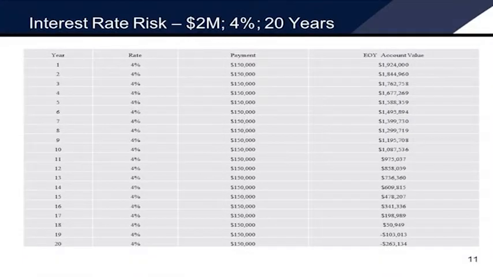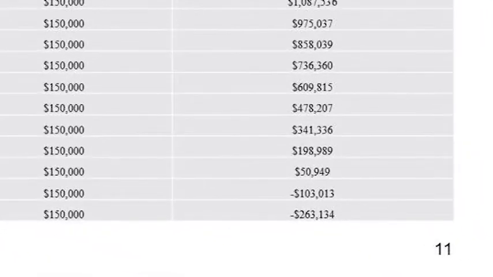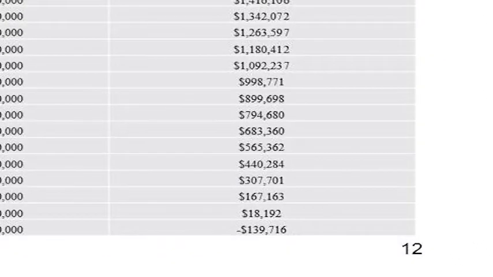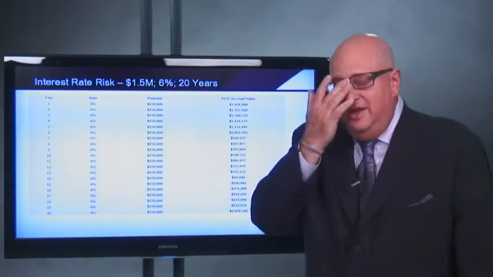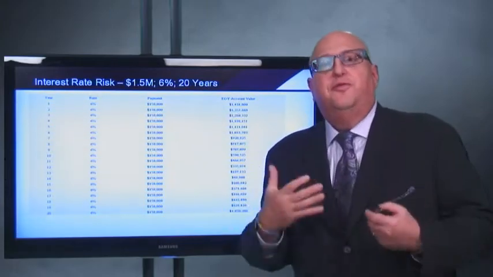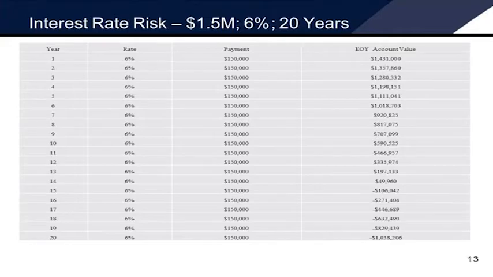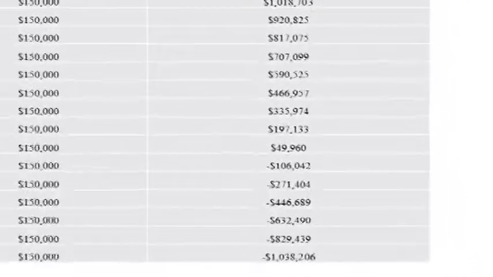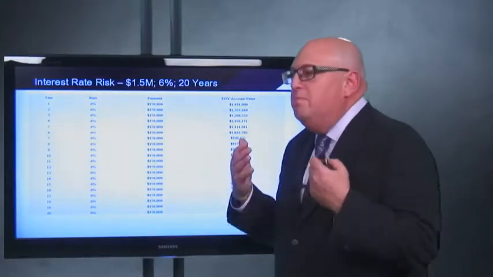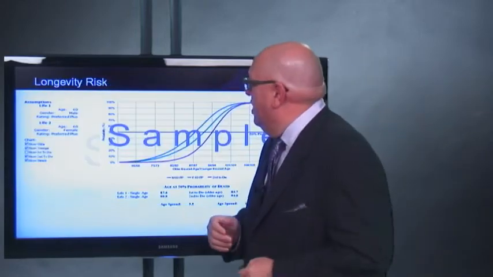If interest rates went to 4%, we would still run out of money in 19 years. If interest rates went to 6%, we would run out of money in 25 years. And if interest rates went to 6%, there would probably be a market correction to the value of your bond or fixed income portfolio. So you might not have that $2 million. At $1.5 million at 6%, we would run out of money in about 15 years. So the interest rate risk is another major challenge for people trying to set themselves up properly for retirement planning.